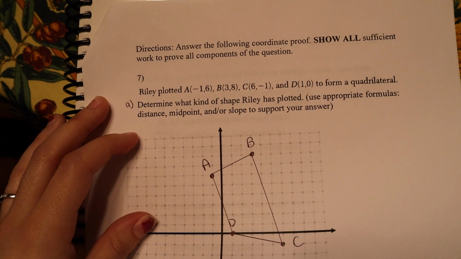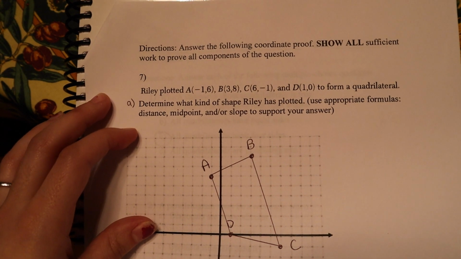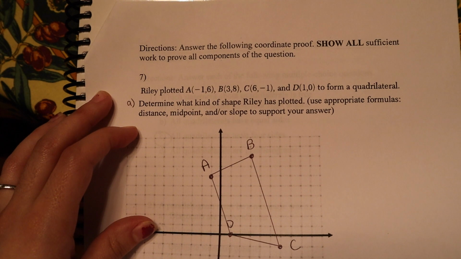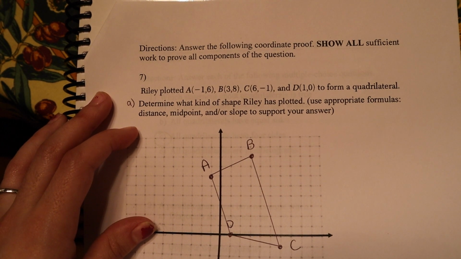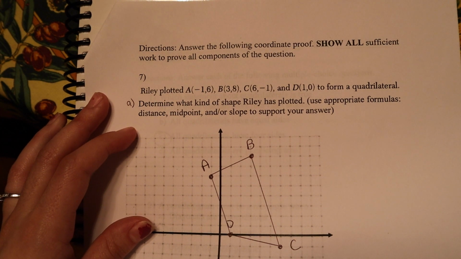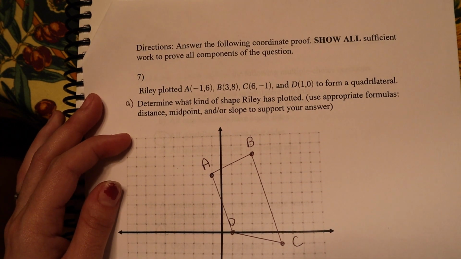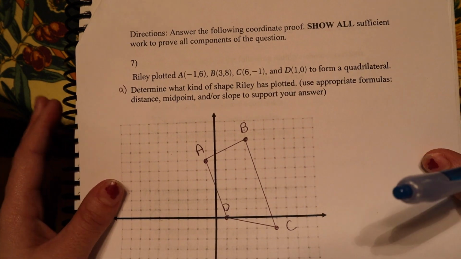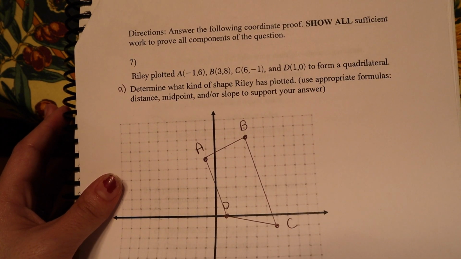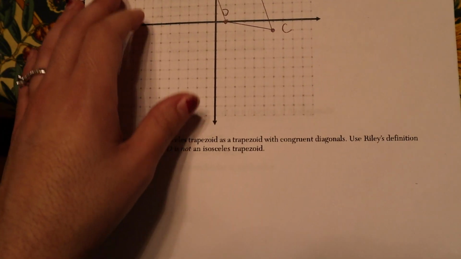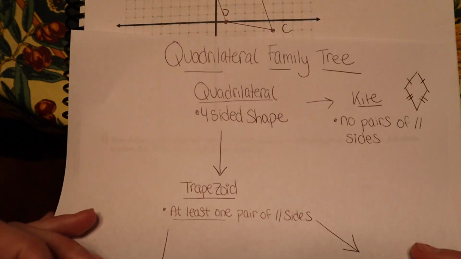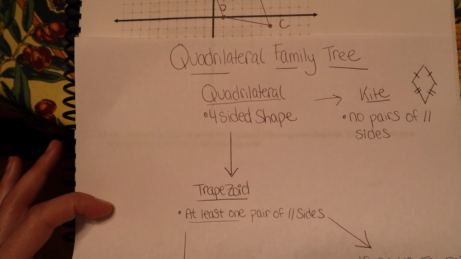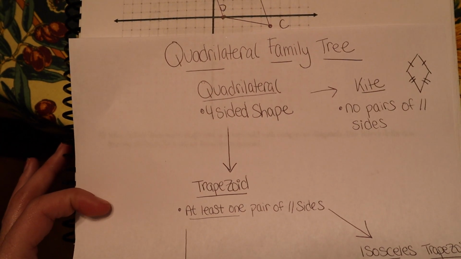So let's look at this question. I've already plotted the diagram just to save time. Riley plotted A, B, C, and D to form a quadrilateral. Determine what kind of shape Riley has plotted. Use appropriate formulas, distance, midpoint, or slope to support your answer. So already I'm starting off, I don't know what shape this is, okay? Let's start off very general. The best thing to do would be to decide, all right, they already said it's a quadrilateral.